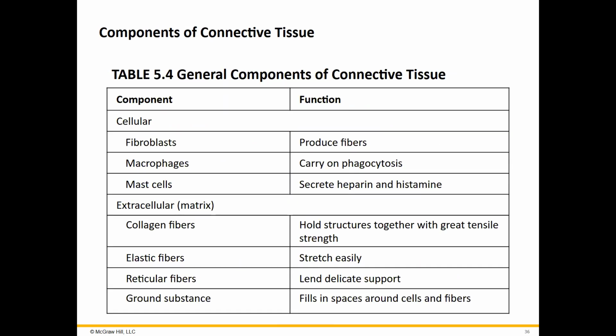This is not a red slide, but there it is. Your cellular components of the extracellular matrix are going to be the fibroblasts, macrophages, mast cells. You're also going to have your fiber components, right? That's going to be collagen, elastic, reticular, and then finally you have your fluid, your ground substance, okay? So connective tissue has cells. It also has extracellular matrix, which are fibers and ground substance.